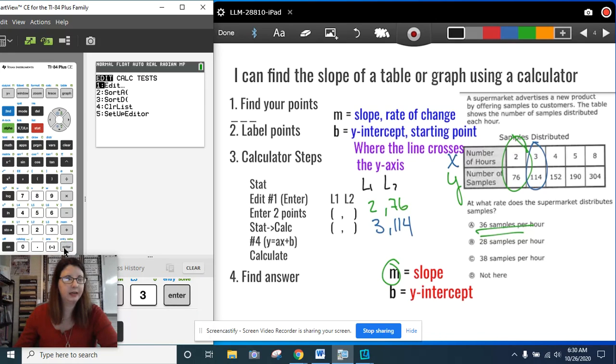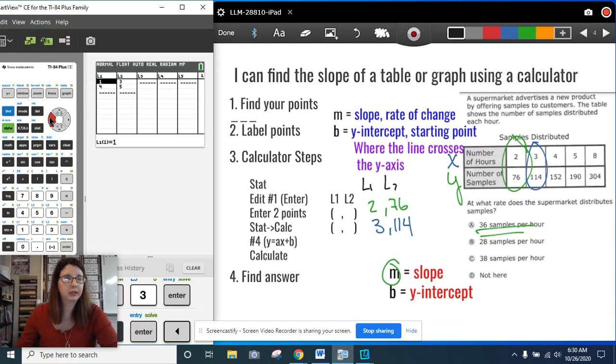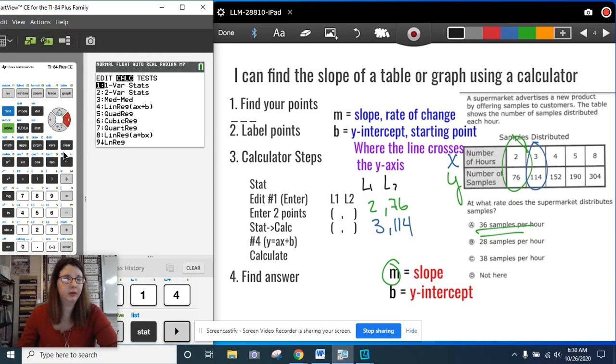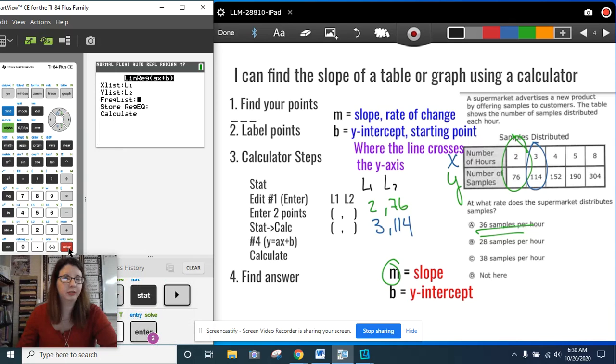So I go stat, edit, which was just hitting enter. I move my cursor so I can put the points in. My x points are 2 and 3. And then I'm going to enter my points 76 and 114. Now I go back to stat calc, stat, move my arrow over, and I'm looking for number 4. Enter, enter, enter, enter. And my rate or my slope is 38. So I'm looking at 38 samples per hour, per each hour.